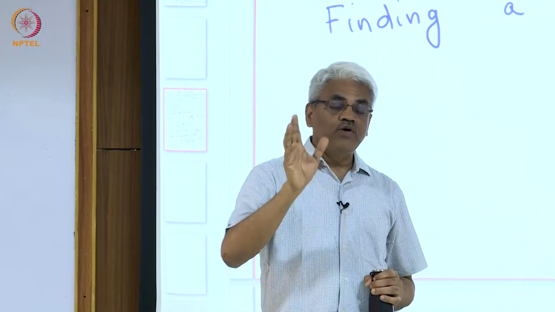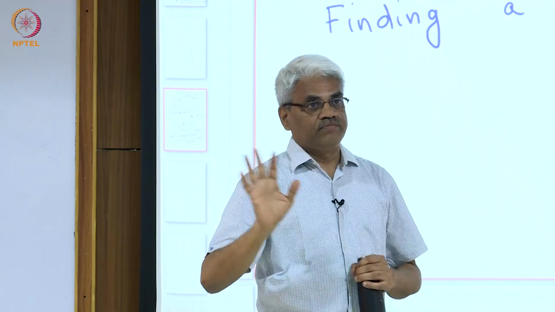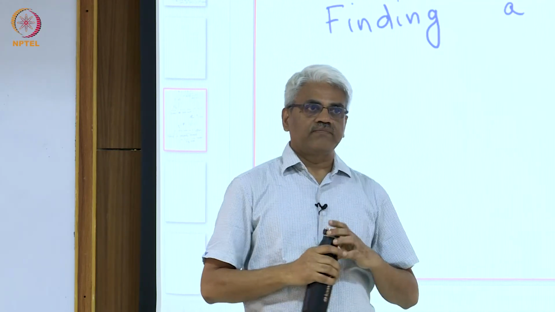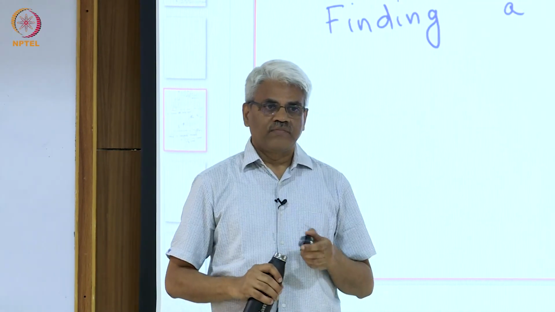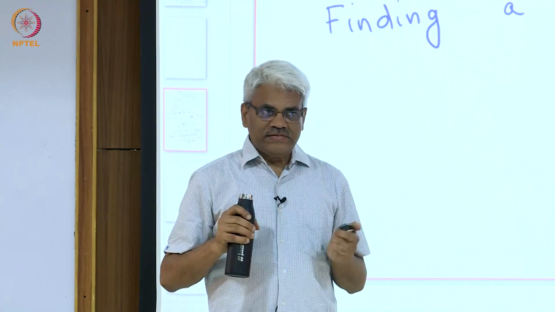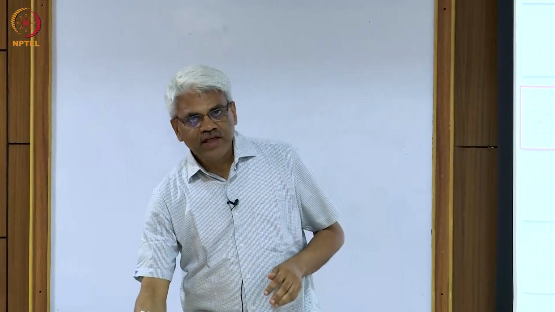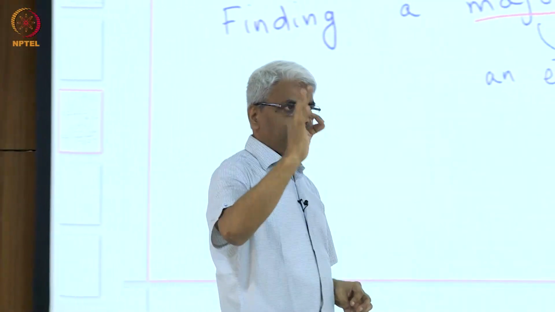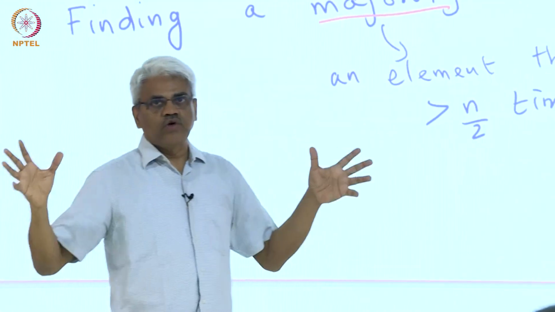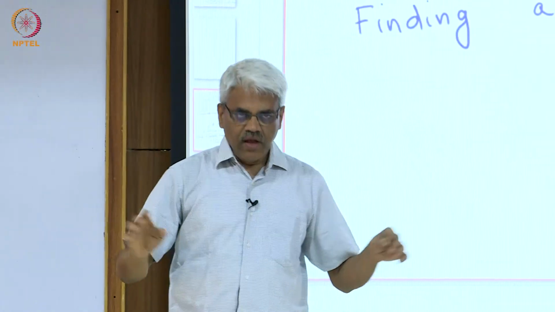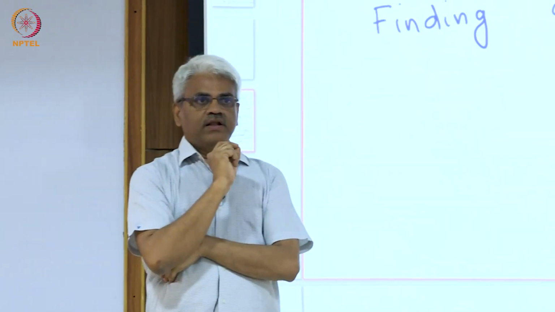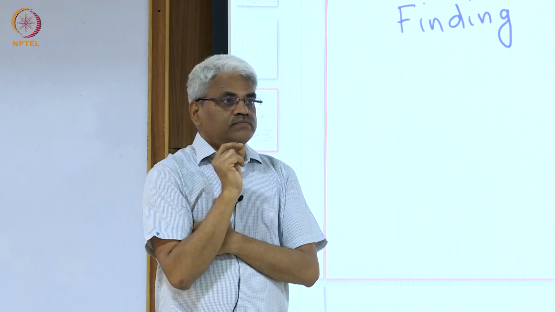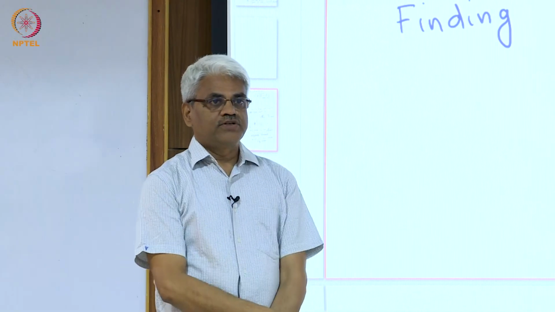I told you can find the median in linear time. Suppose I find the median element. Median element is the element which will occupy the middle position in the sorted array. And I told you using divide and conquer, you can actually find the median in linear time. Now, linear time, right? Better than n log n. Now, does it help you to find the majority element?